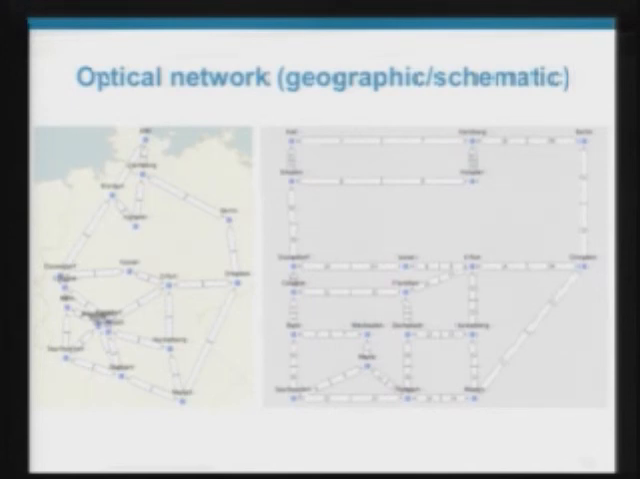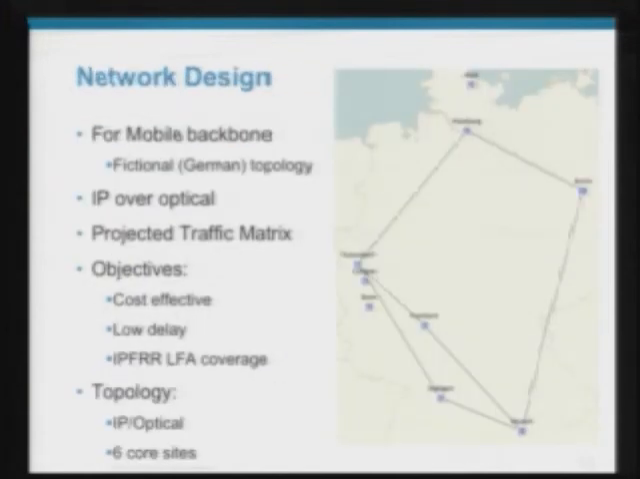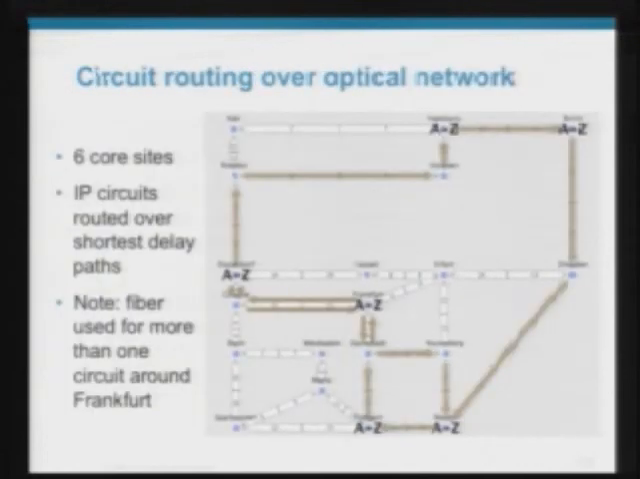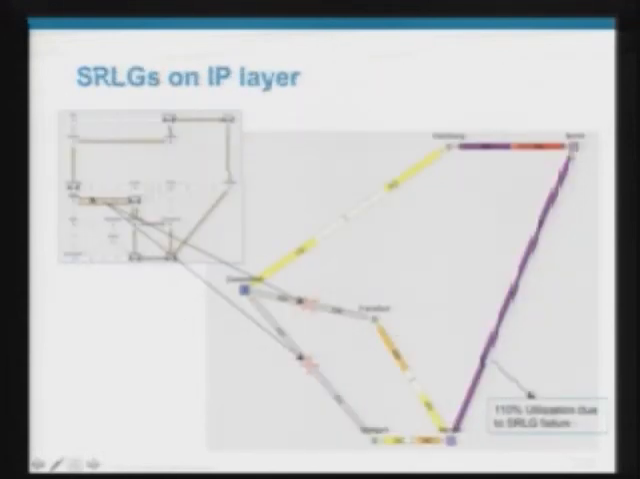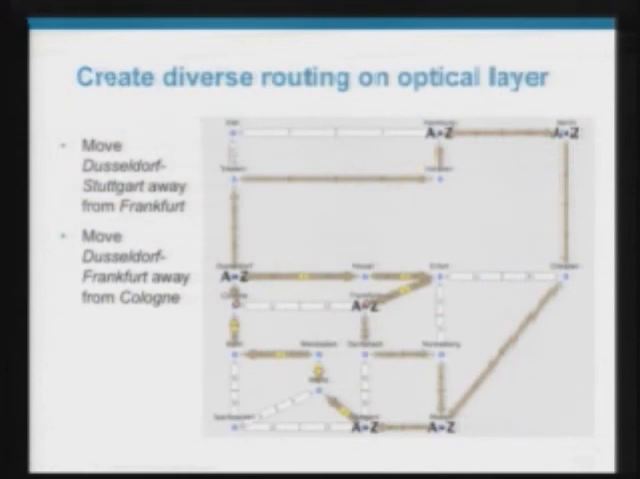What's interesting is that if you were to route these core links that are displayed here over the optical in the shortest delay possible, you will get yourself optical segments that house multiple core links, right? One here between Frankfurt and Cologne, and another one between Frankfurt and Darmstadt. And what that means is that a single optical failure, a single SRLG, a single thing, could bring down two of the major core links, which is undesirable.